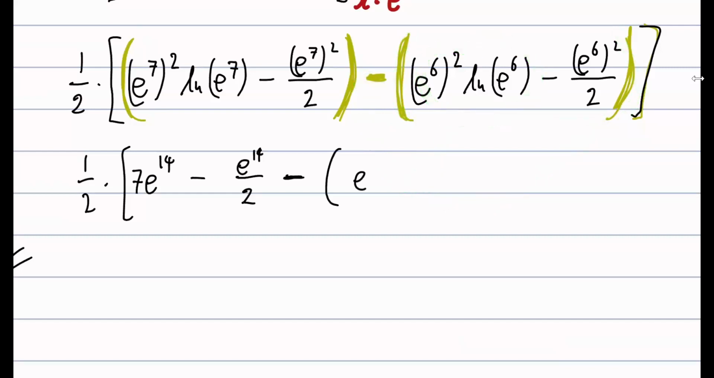Same thing. 6 times 2 is now 12. ln e, they will cancel away, so it becomes a 6. I'll just put a 6 in front of the e^12, minus e^12 over 2. Okay so far?